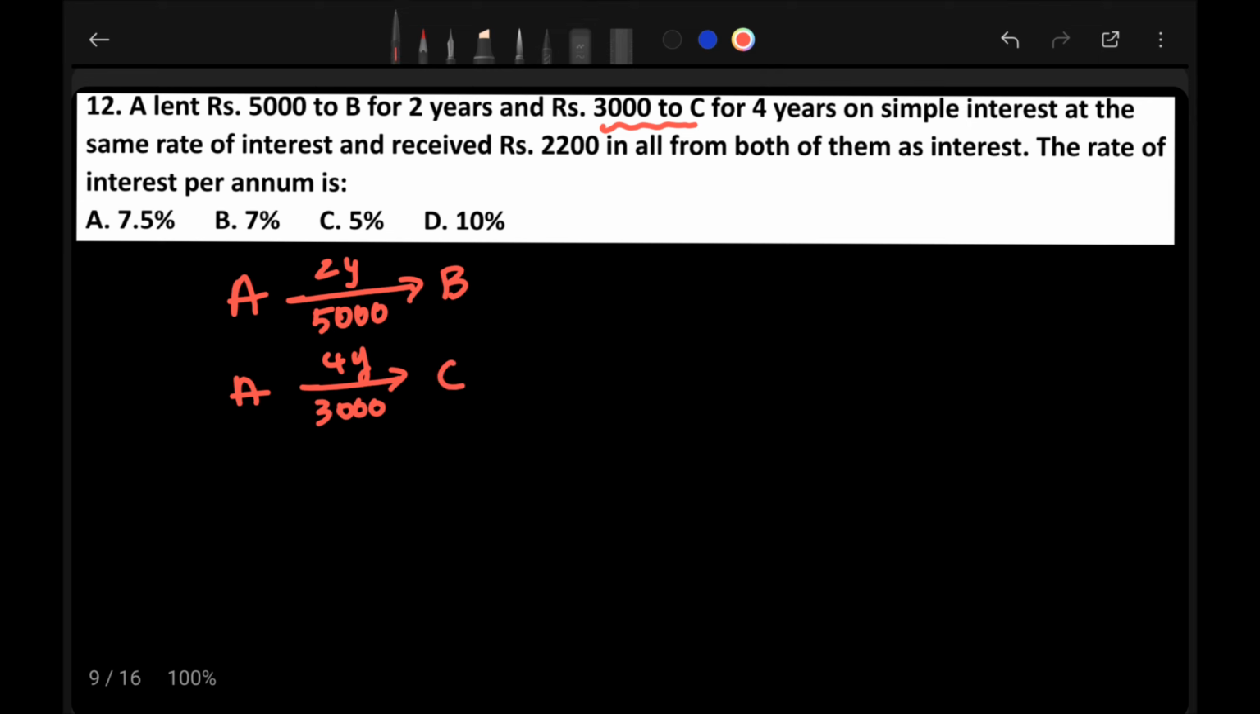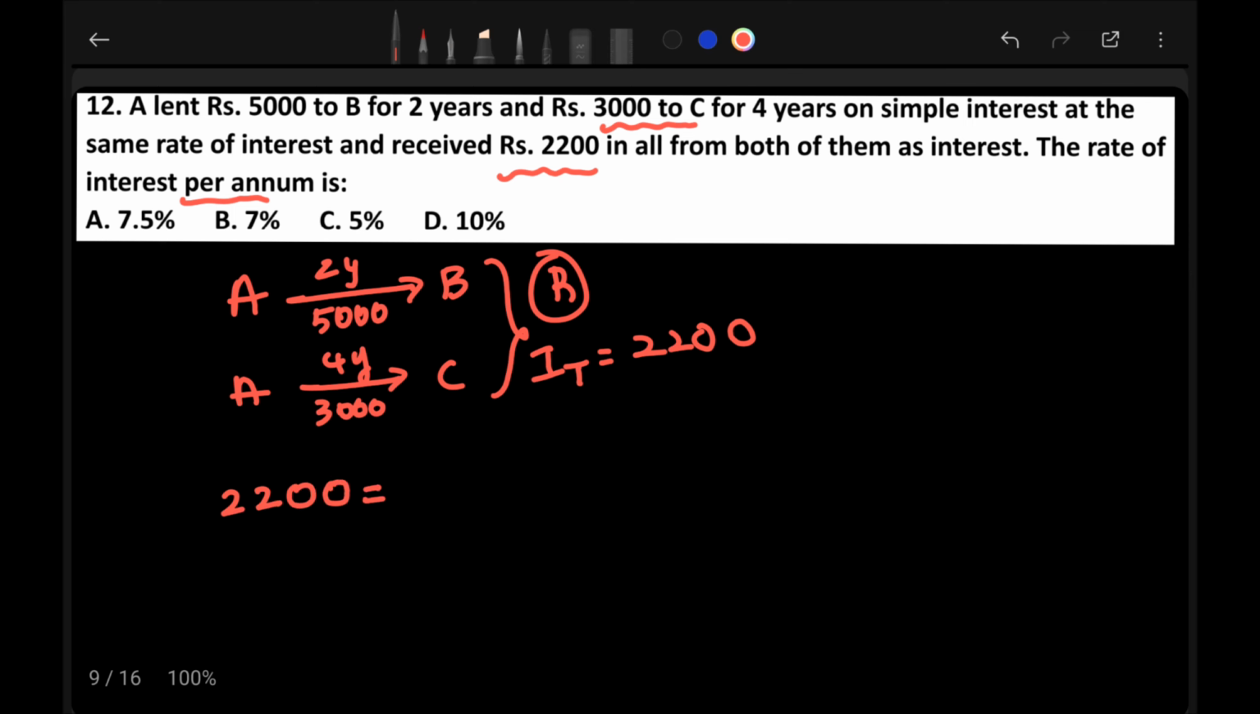Now, what he is saying is to calculate on simple interest at the same rate of interest. R is the same for both. And he's saying he received rupees 2,200. That means if we add these two, the total simple interest earned is 2,200. We need the rate of interest per annum, simple. In the last video also we did a similar problem.